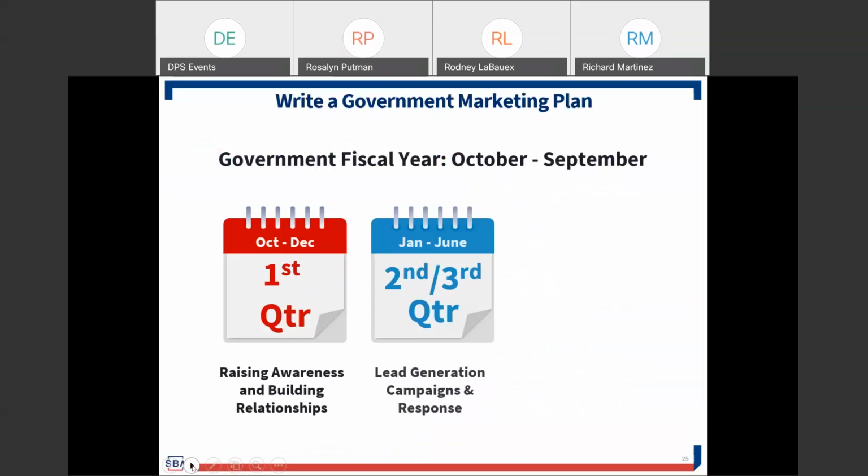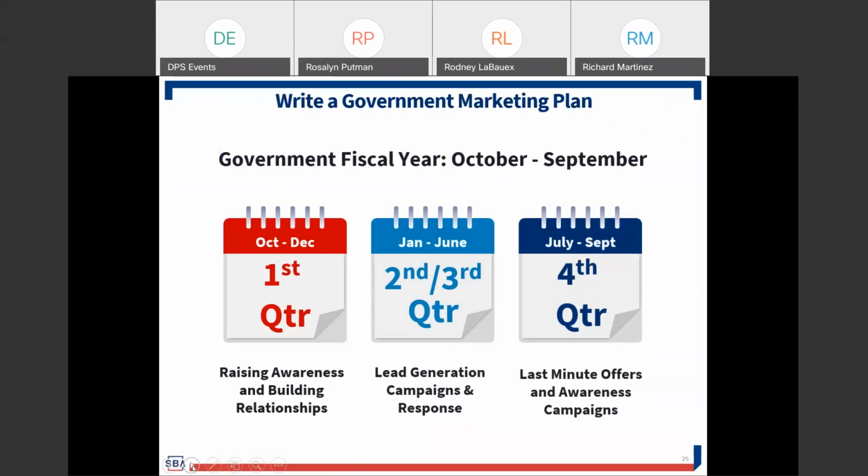Now, the government actually buys in quarters. So right now we are in our first quarter, and our fiscal year is October 1 through September 30th. So quarter one, you're raising awareness and building relationships with agencies. Quarter two, which is from January to June, you lead generation campaigns and response. You're working with the agencies. Usually that last quarter is when the government spends the majority of their money.